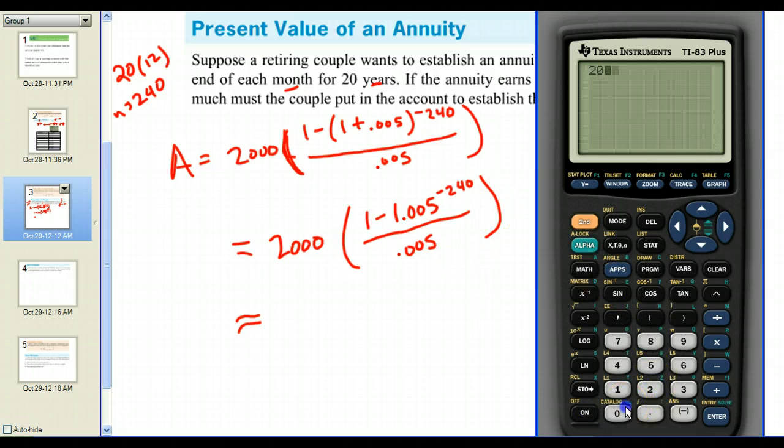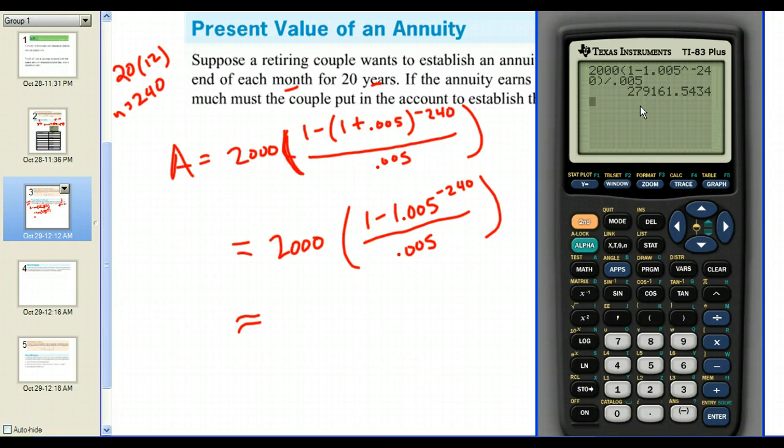2,000 parentheses, this is in the numerator, so we're going to need a parentheses here. So 1 minus 1.005 to the negative, use this for negative, not the minus sign, or your calculator will give you an error. Negative 240 power. All that's the numerator, so close that parentheses, and then that's being divided by 0.005.